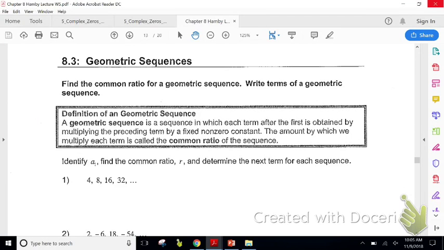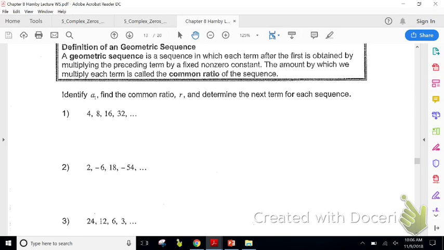All right, so the definition of a geometric sequence is a sequence in which each term after the first is obtained by multiplying the preceding term by a fixed non-zero constant. The amount by which we multiply each term is called the common ratio of the sequence. So with the arithmetic, we added or subtracted, and with the geometric, we're going to multiply, or if we're multiplying by a fraction, we could say dividing.